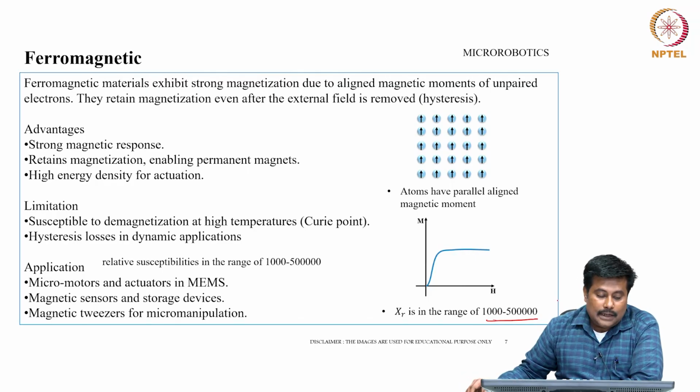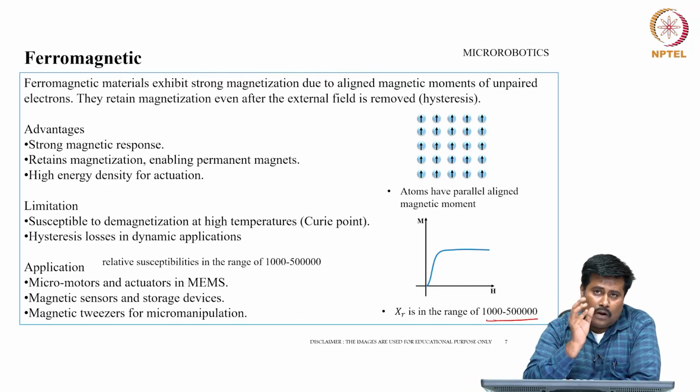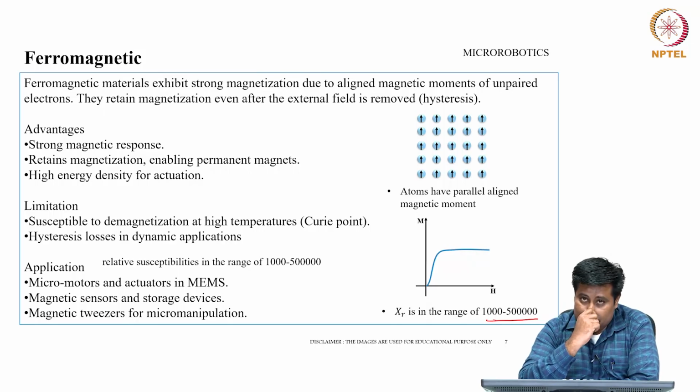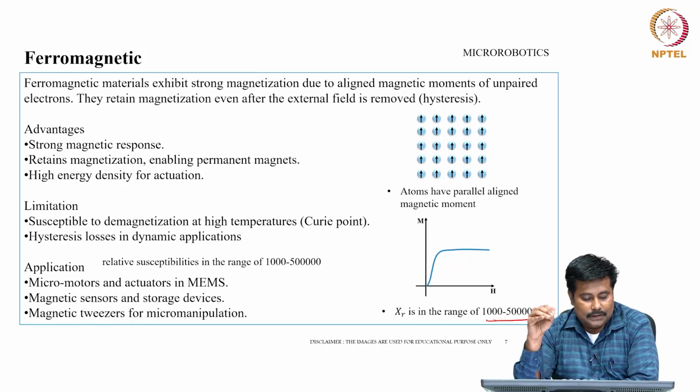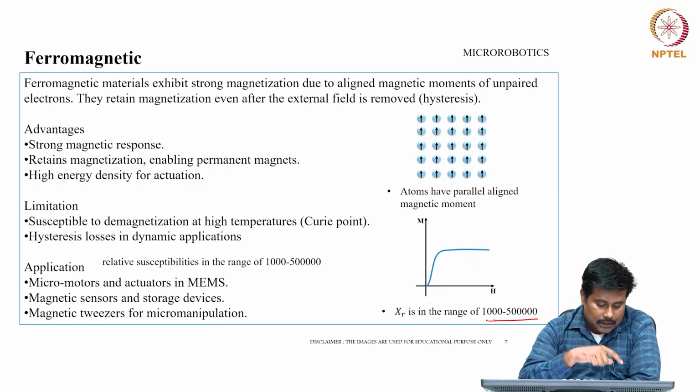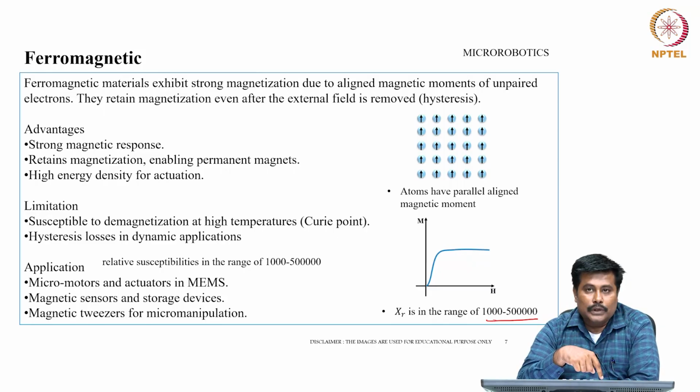The major advantage of this is it has a strong magnetic response, it retains magnetization, and it enables a permanent magnet with high energy density of actuation. From a limitation point of view, it is susceptible to demagnetization at high temperatures, and there is hysteresis loss in dynamic applications. From an application point of view, it has potential application in micromotors and actuators in MEMS systems, magnetic sensors and storage devices, and magnetic tweezers for micromanipulation, which are some of the key applications of the ferromagnetic system.